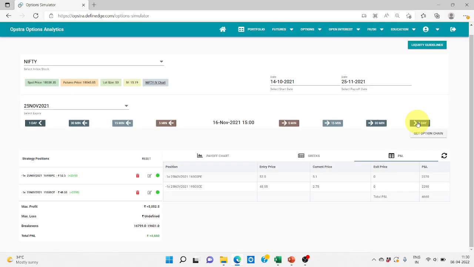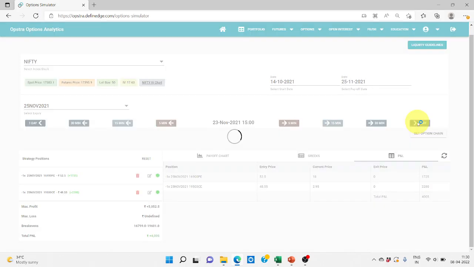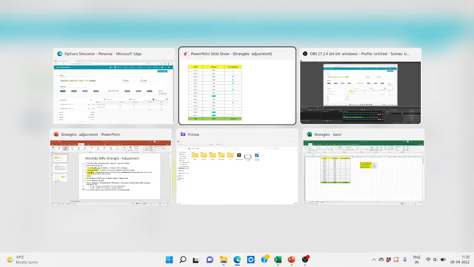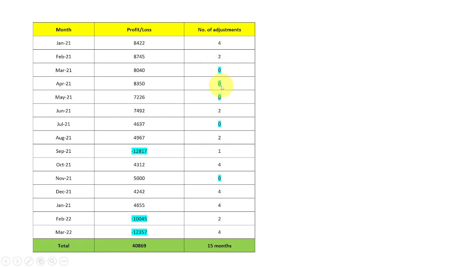Absolutely no adjustments. 25th of March, 5,000 profit we got. So in this we can see, like, 1, 2, 3, 4, 5 out of the 15 months, 5 months absolutely needed no adjustments, and others also needed only 1 or 2 sets of adjustments.